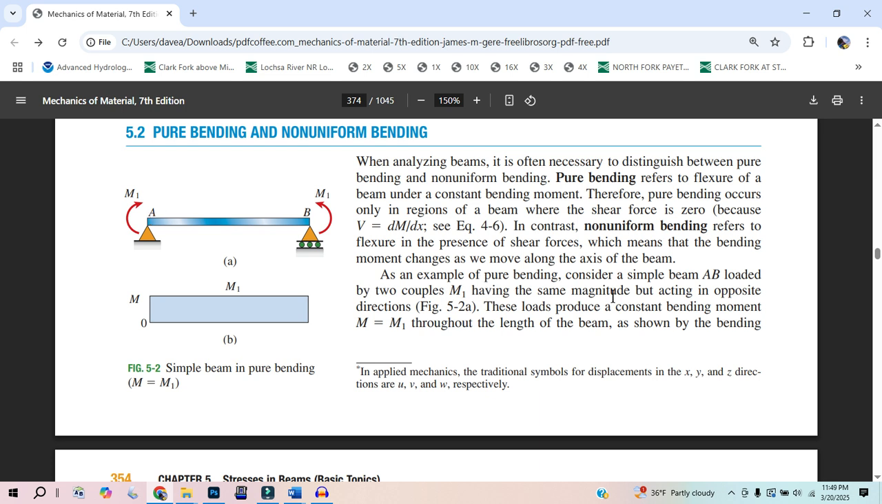All right, hell yeah. These loads produce a constant bending moment. Now we're just going to call this bending moment M. If this was a graph of the bending moment, here's its value, M1, and we're just going to say M is synonymous with M1. That's going to be throughout the length of the beam, and there's going to be no shear forces. So the shear diagram is just a flat line at 0.